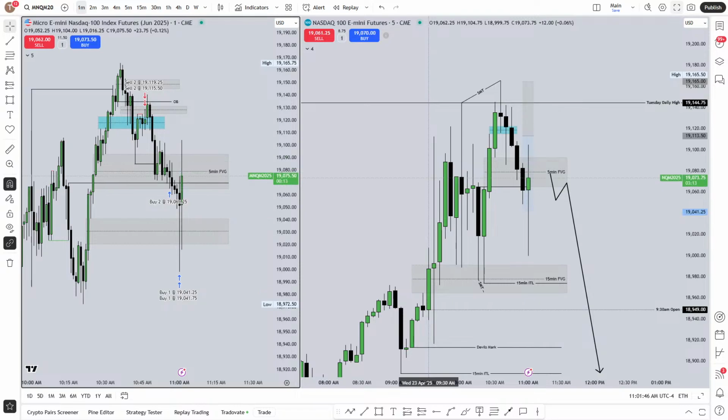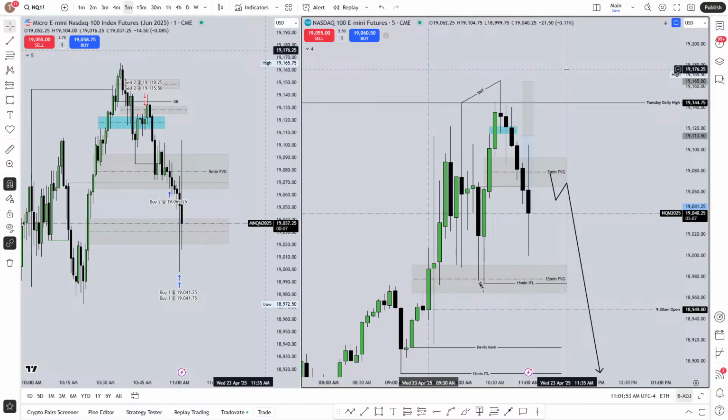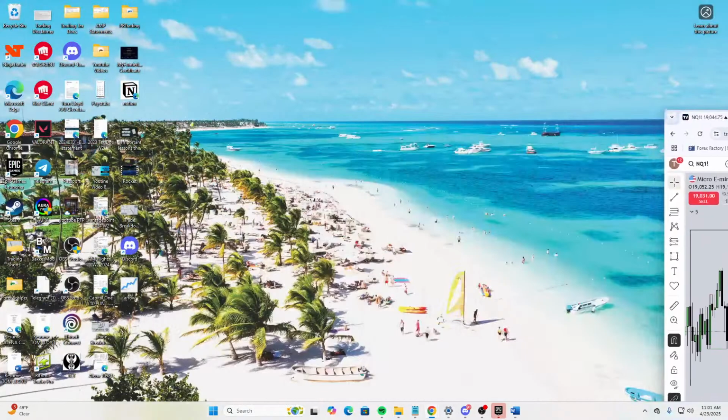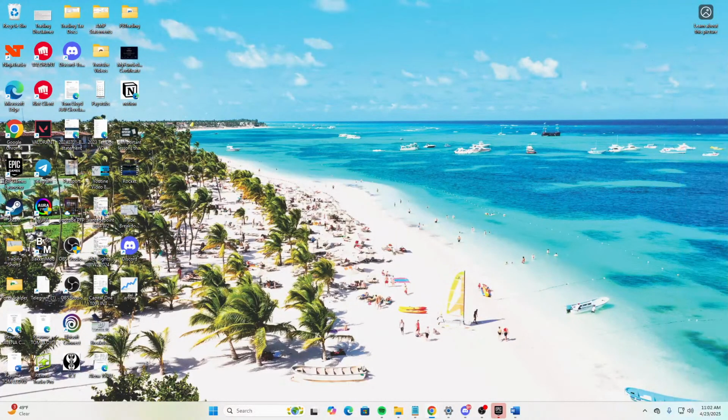All right, I'm glad I'm out. What is this volatility? This is insane. I want to make sure that all my orders are off. Looks to be so.